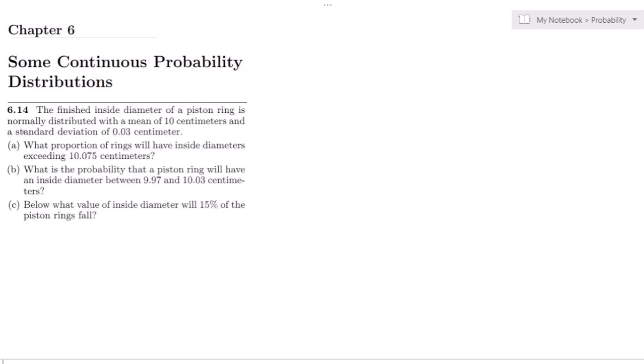Hello guys, this is question 6.14 and the statement of this question is: the finished inside diameter of a piston ring is normally distributed with a mean of 10 centimeters and a standard deviation of 0.03. That means mu is 10 cm and sigma, the standard deviation, is 0.03 centimeters. On the basis of this information we have to find the answers of parts A, B, C.